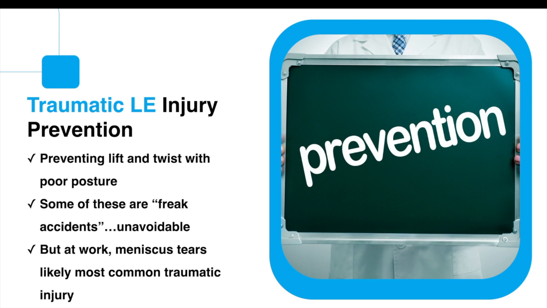How do we prevent traumatic lower extremity injuries? The most important thing is to avoid lift and twist maneuvers with poor posture. We will get into this more in upcoming slides. Some of these injuries are what we would call freak accidents and are largely unavoidable. Meniscus injuries, while often considered traumatic, are amongst the most common workplace lower extremity injuries and are largely avoidable.